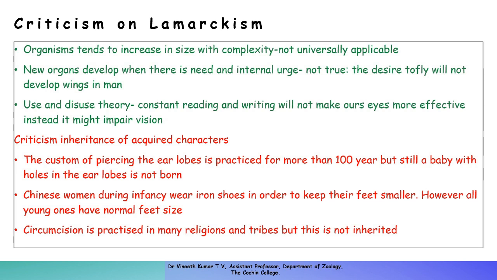So the first example cited is ear piercing. There is a custom of piercing the earlobes of women, and that has been practiced for more than 100 years by many cultures and tribes. There are different types of piercings. Even though a particular girl has a pierced earlobe, according to Lamarck, that is an acquired character acquired during the lifetime, and that should be inherited by the next generation, but that does not happen. No girl child or no child is born with a pierced earlobe yet.